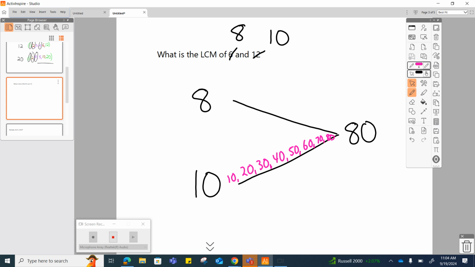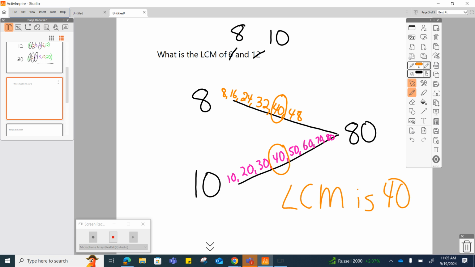Multiples of 8. I'm not sure. I can look at my multiplication chart and see that 8 times 1 is 8, 8 times 2 is 16, 8 times 3 is 24, 8 times 4 is 32. If I can't do that, I can add by 8. 32 plus 8 is 40. 40 plus 8 is 48. I could keep going, but I can see that these share a multiple of 40. Because I want the one that's the least, I don't have to keep going once I find it. The LCM of 8 and 10 is 40.